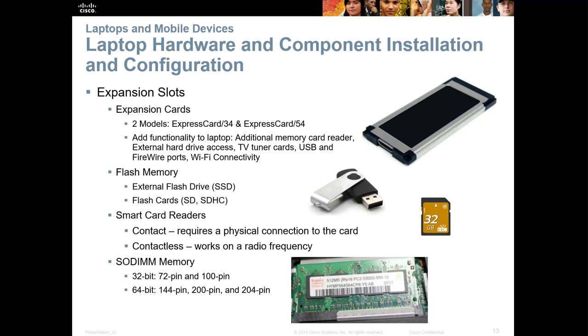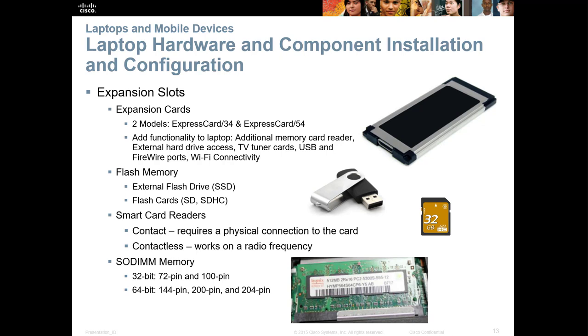Smart cards have been around for more than a decade but were found mostly in Europe. Their popularity has increased in the United States recently. Smart card readers are used to read and write smart cards and connect to a laptop using a USB port. There are two types of smart card readers, contact and contactless. A contact reader requires a physical connection to the card, made by inserting the card into the reader. A contactless reader works on a radio frequency that communicates when the card comes in close proximity. Many smart card readers support contact and contactless read operations in one device.